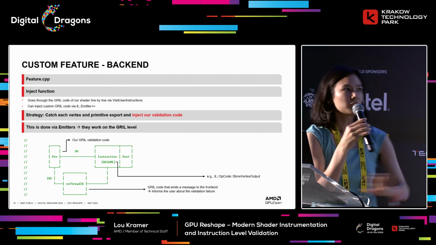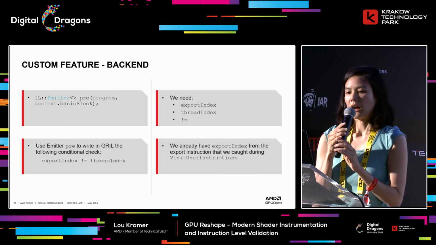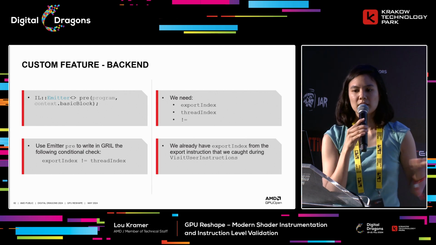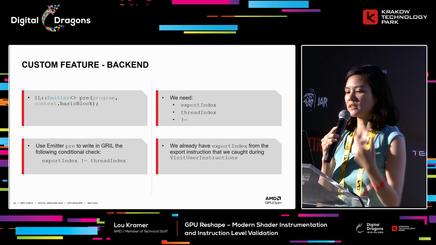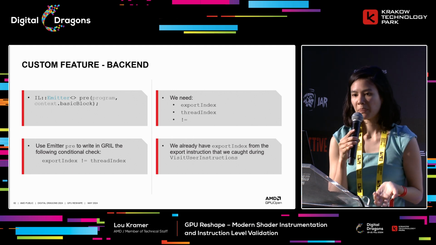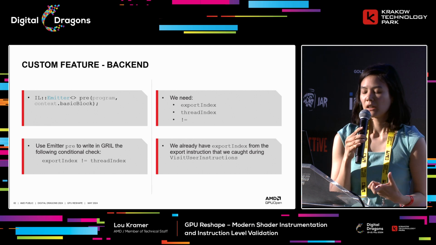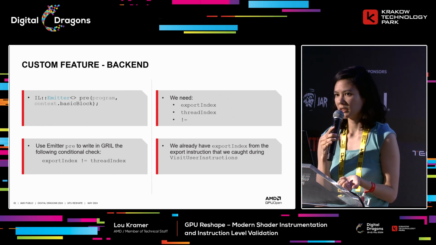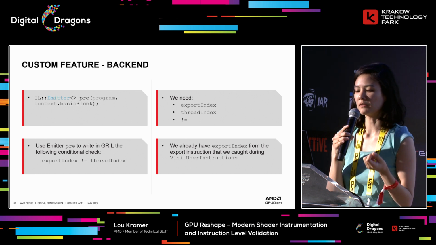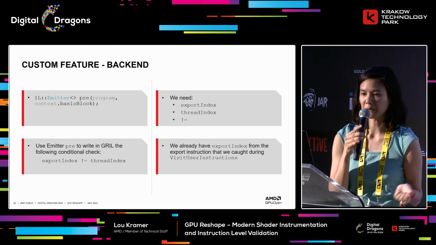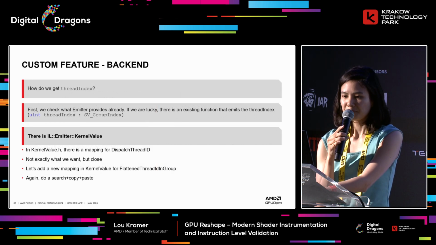But let's work on this pre-block now. So this is the validation code, and this is done by emitters, as said, so this is our emitter. And then we need the export index, the thread index, and not equal. So we have to write this in GRIL using the emitter. The good thing is we already have export index because we already got it from the visit user instruction from the store vertex output instruction or the emit index instruction. So we only need thread index and not equal.